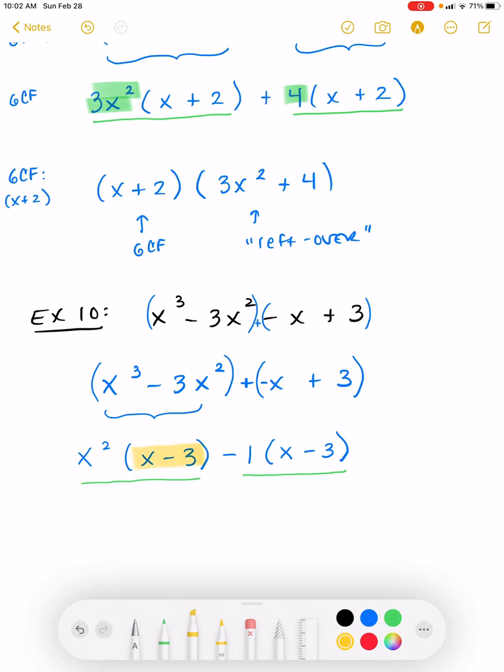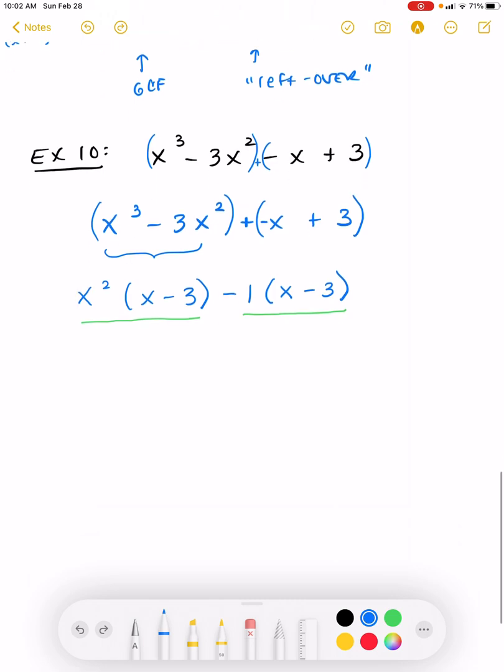So you know you're doing factor by grouping correctly when you look at this and you see that you get the same thing in the parenthesis. When you see that, what that means is we need to go one more step, and we need to factor out the GCF, which is x minus 3, okay? And then the result is x squared minus 1 left over.